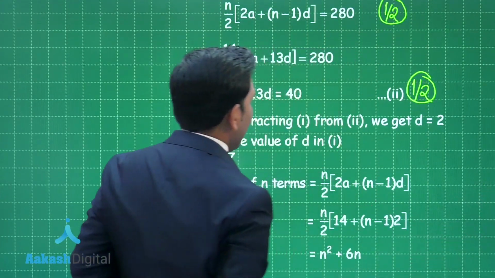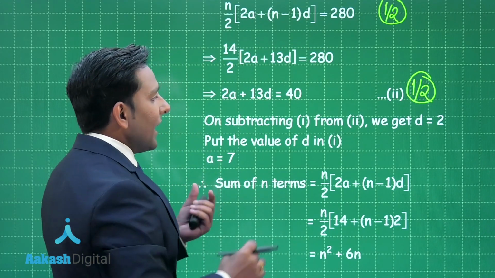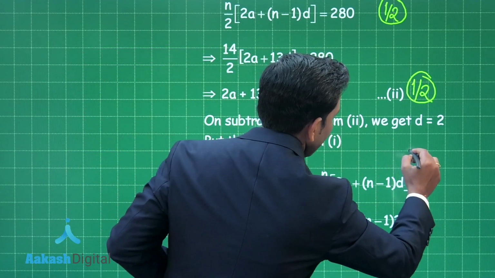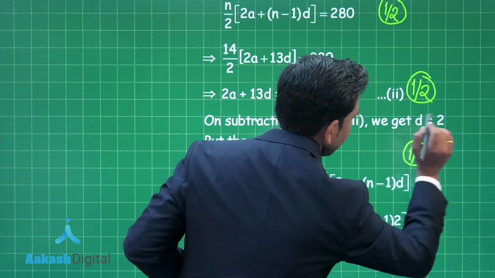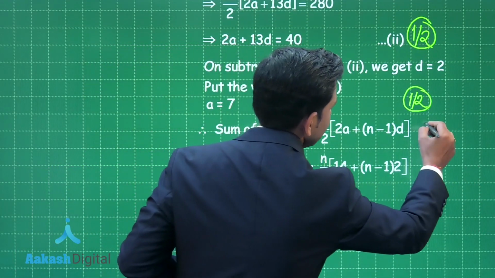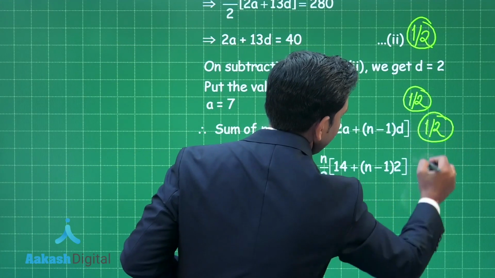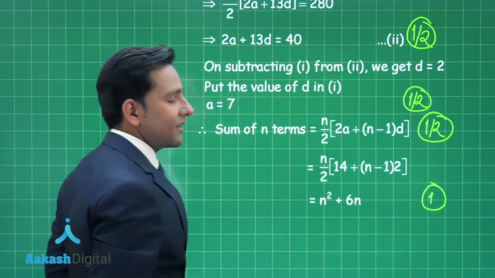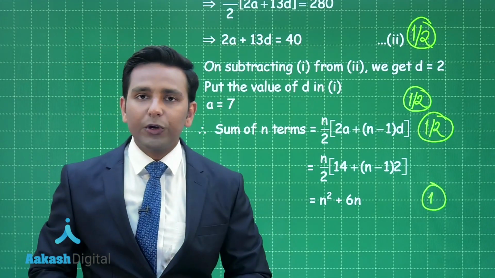Clear? And after obtaining the values of a and d, this step will give you another half a mark. And when you put the formula to find the sum of n terms of the arithmetic progression, this step will give you another half mark, and the remaining 1 mark is based on the final answer. I hope you understood the marking scheme of this question.